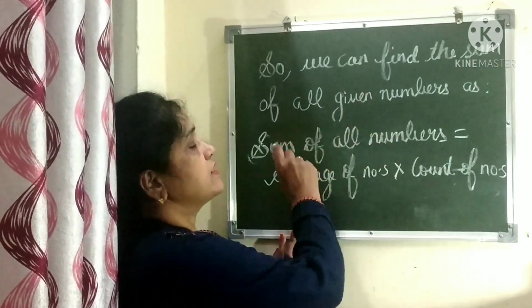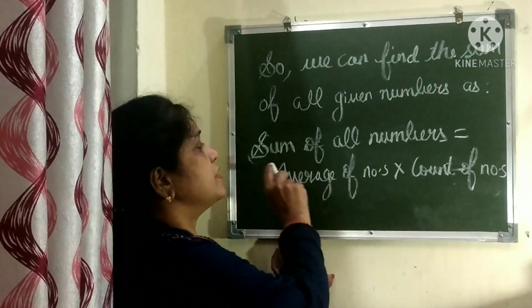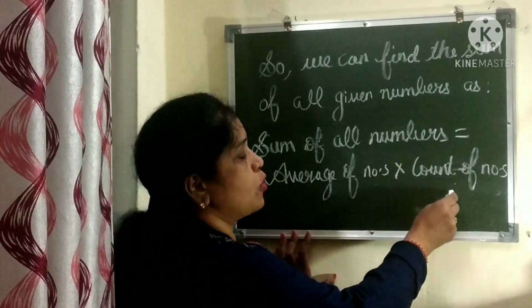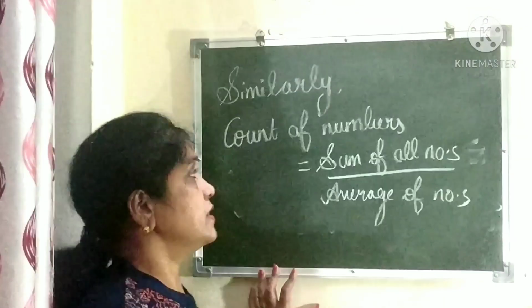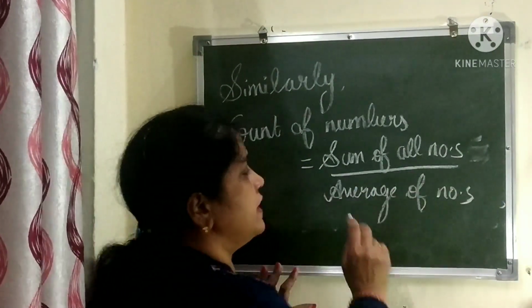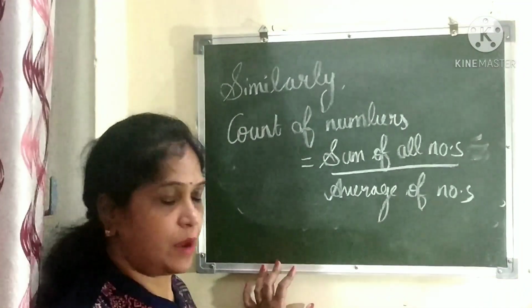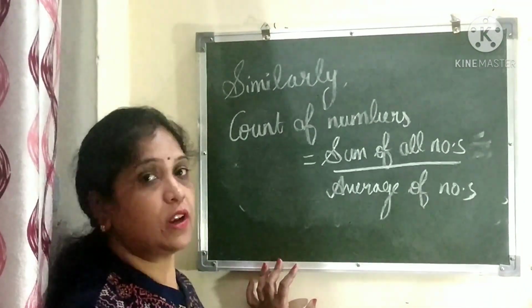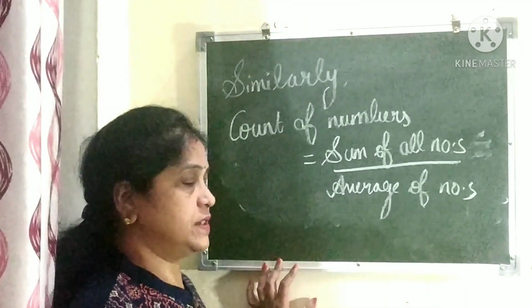We can find the sum of all given numbers as: sum of all given numbers is equal to average of numbers multiplied by count of numbers. Similarly, count of numbers is equal to sum of all numbers divided by average of numbers. It will be clearer to you with different examples. Now let us solve the examples.